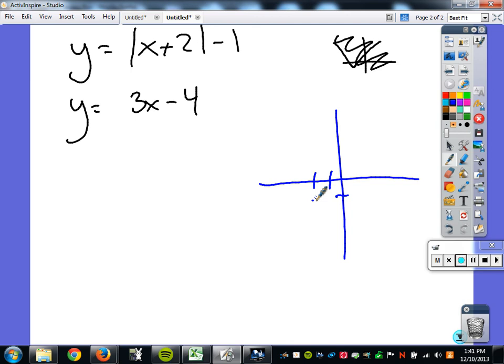Negative 1. Negative 1 plus 2 is 1. Absolute value of 1 is 1, 1 minus 1 is 0. If I plug in 0, 0 plus 2 is 2, absolute value of 2 is 2, 2 minus 1 is 1.